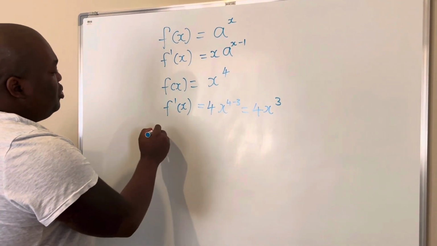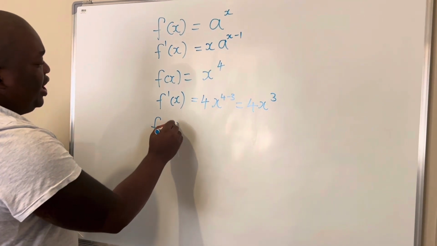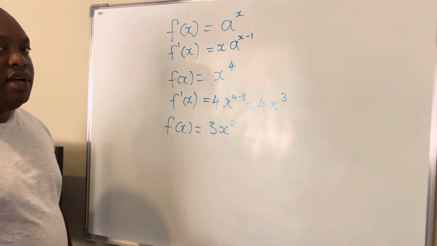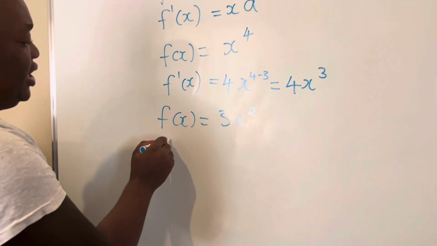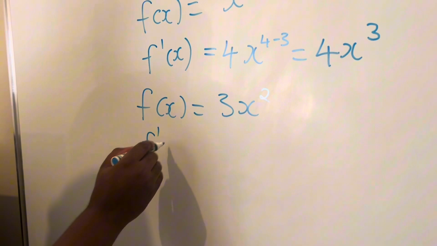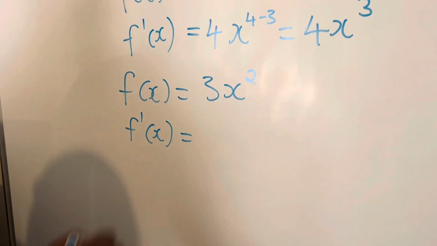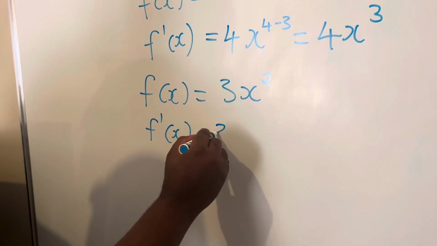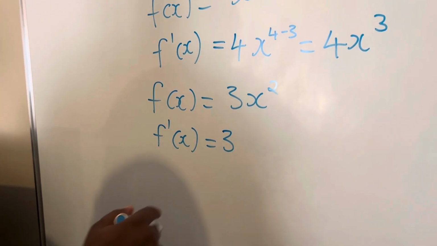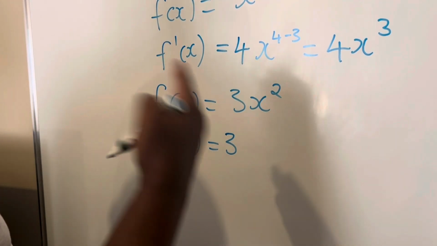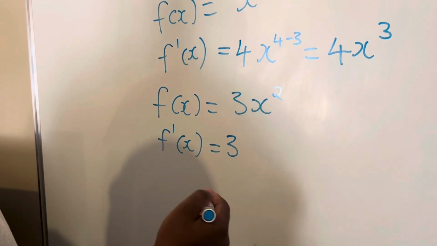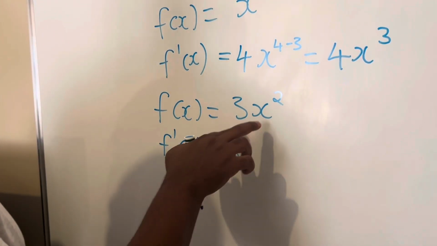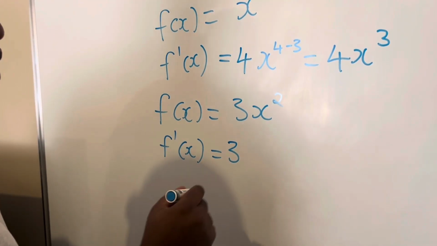Another example we can take: let's say you are given f of x equal to 3x squared. When you take the derivative, you say f prime of x. Now disregard the 3 for now, you just put it there. I will show you as we go into different rules of differentiation, and I will explain further how to simplify two terms that are multiplied to one another.